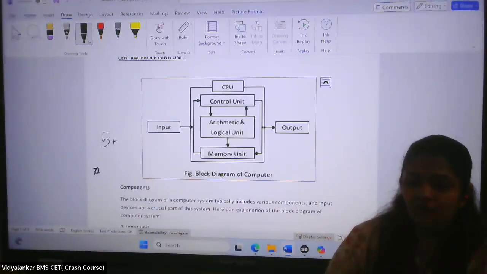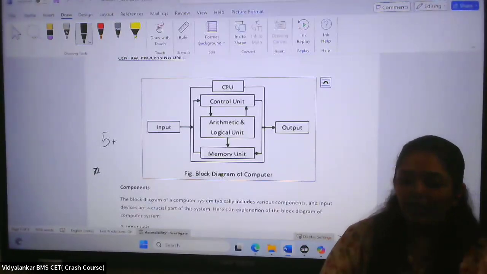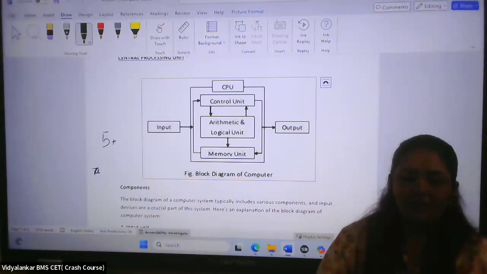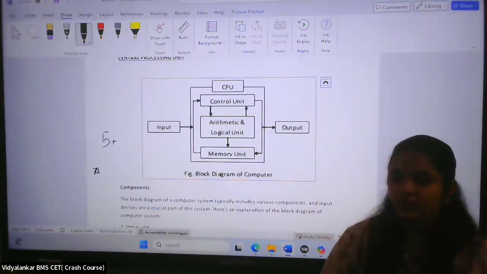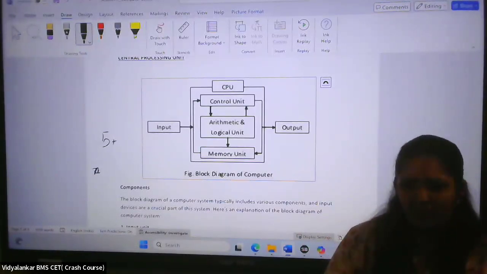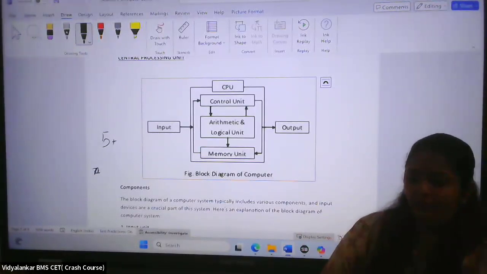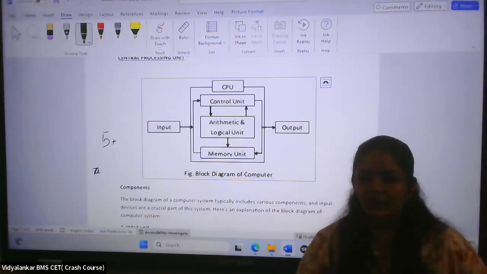Okay. Output, you can write: it displays the calculated result of the input. Now it is not necessary always plus minus, I'm telling it in general. Displays the calculated result of the input.